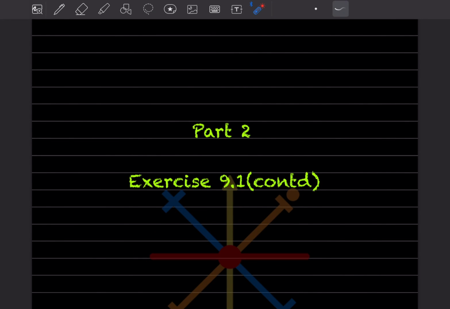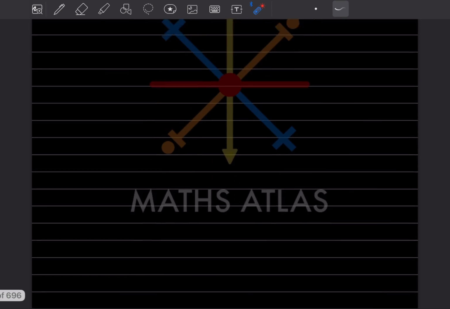So today we'll start with part 2 and we'll continue with the exercise that is 9.1. We have done already a few questions. You can have a look at the previous part.